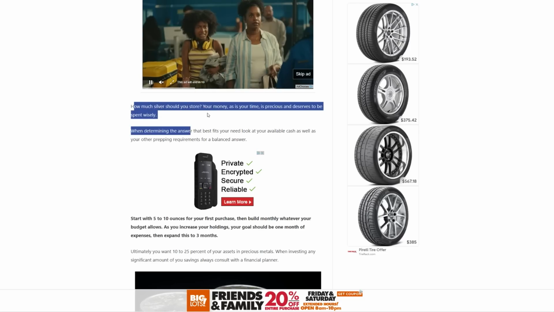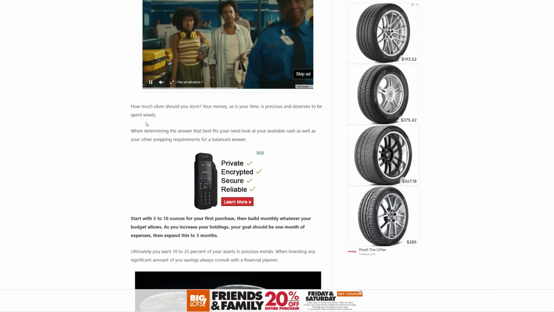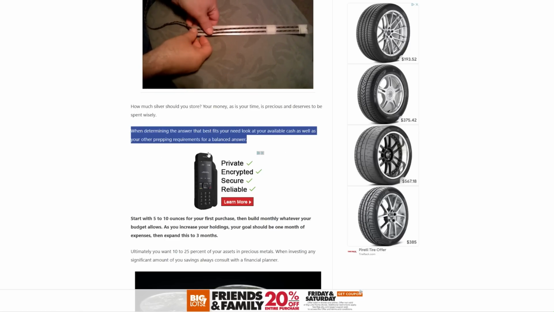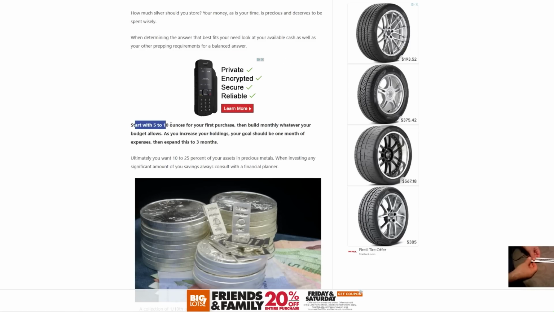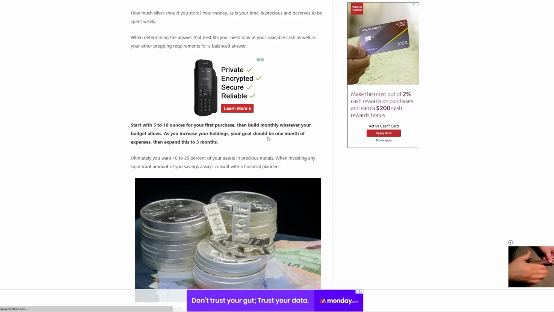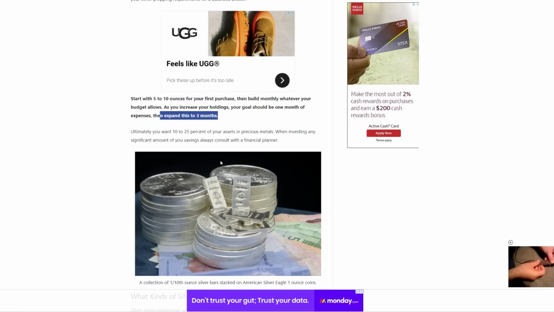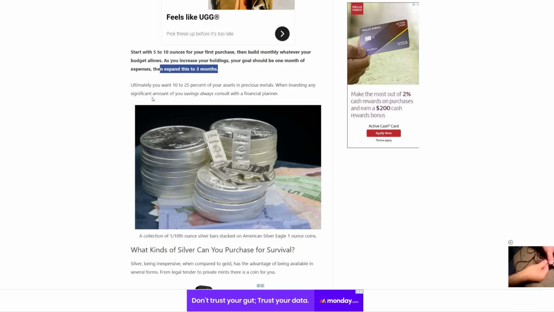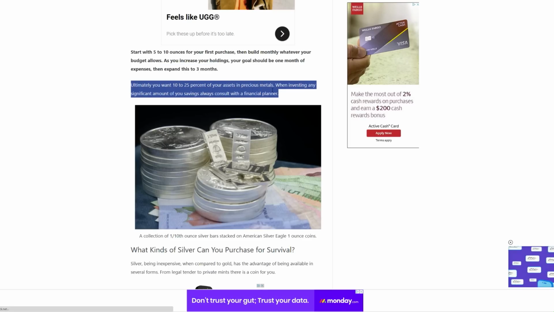How much silver should you store? Your money, as is your time, is precious and deserves to be spent wisely. When determining the answer that best fits your need, look at your available cash as well as your other prepping requirements for a balanced answer. Start with 5 to 10 ounces for your first purchase, then build monthly whatever your budget allows. As you increase your holdings, your goal should be 1 month of expenses, then expand this to 3 months. I like how they're giving actual ounces, actual percentages, actual information, instead of just a very lightweight, safe way to put it. Ultimately, you want 10 to 25% of your assets in precious metals.